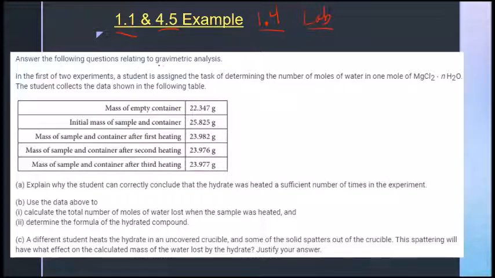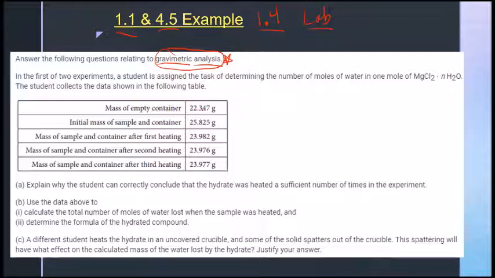Use the following questions relating to gravimetric analysis. Well, we did a gravimetric analysis lab, so we're going to have to recall some of the procedures and things from that. So studying your gravimetric analysis lab is also going to be important, and I plan on grading those and getting those back to you this weekend as well.